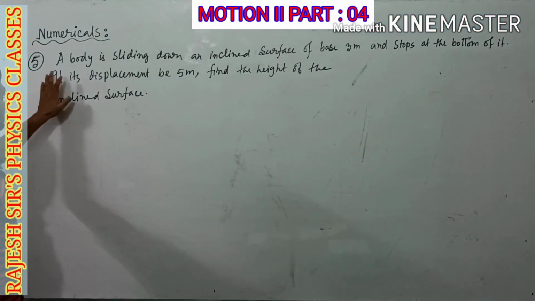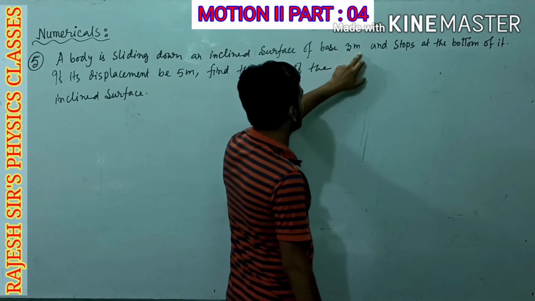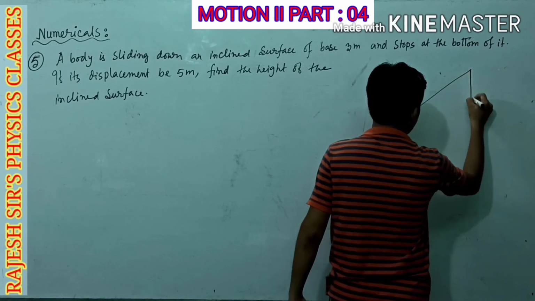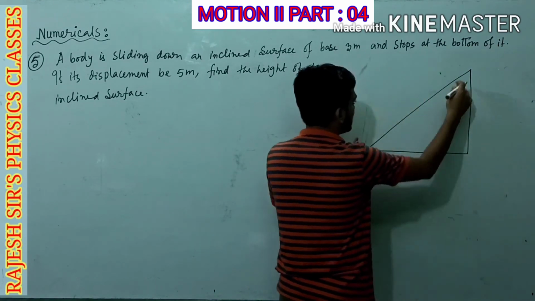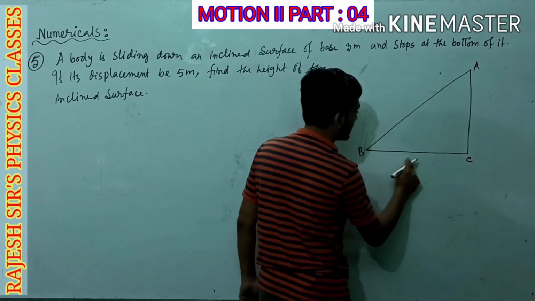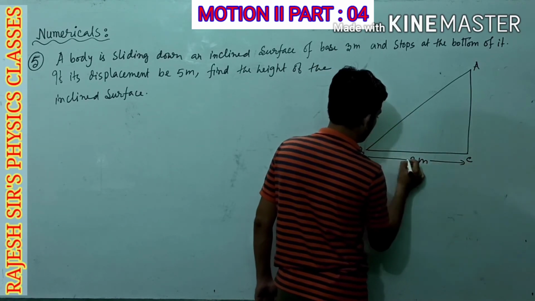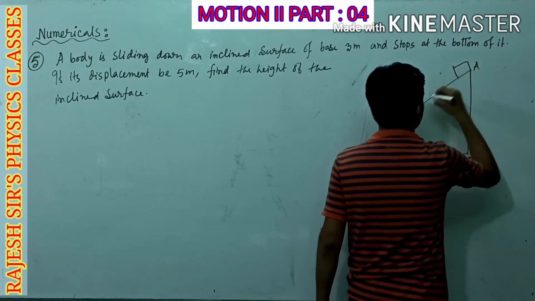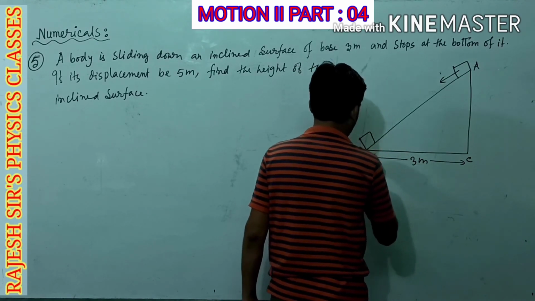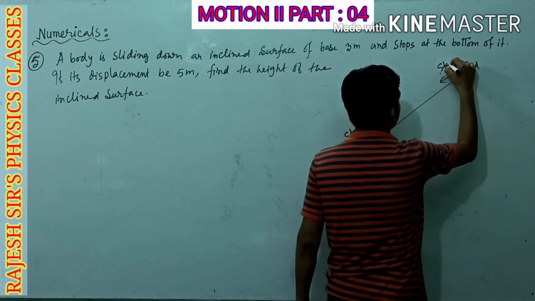In this question, it is given that a body is sliding down an inclined surface of base 3 meter and stops at the bottom of it. So we are going to consider one inclined surface. This is the inclined surface. AB is the inclined surface. BC is the base of the inclined surface. Base is given 3 meter and the body is sliding down from the top of the inclined surface and it stops right at the point B. So this will be the starting point.